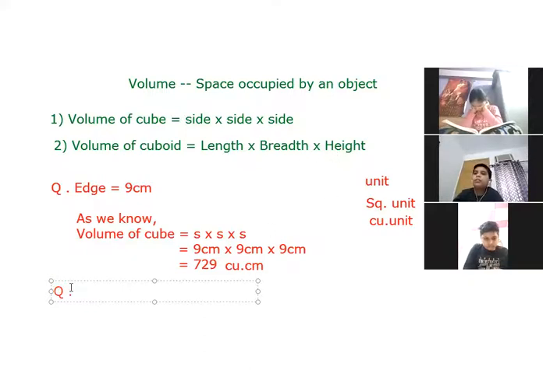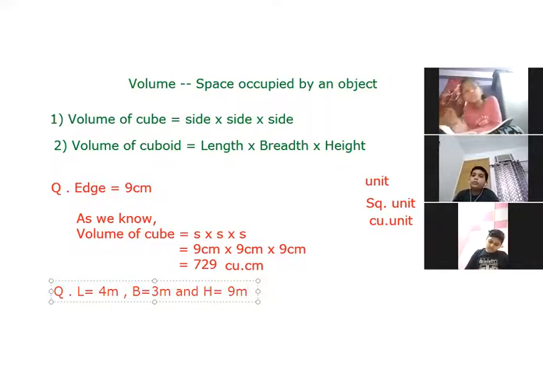Very good. First of all, tell me what is the length here? Length is 4 meter. Read it carefully. The breadth is? 3 meter. Beta, you are going to write the units also. So you have to tell me the unit. 3 meter. And height is? Height is 9 meter. Okay, all the three things are given to you. Now we can put the formula.